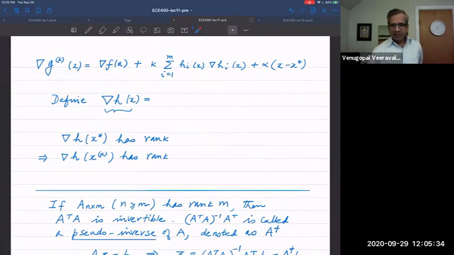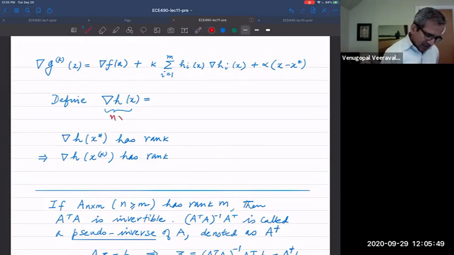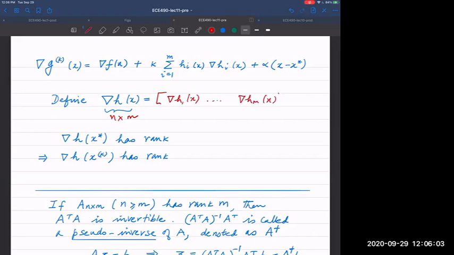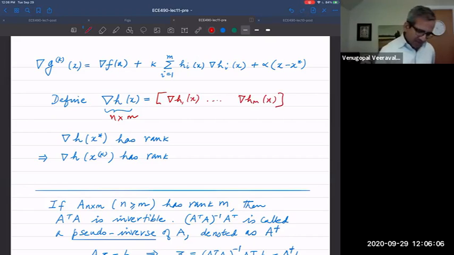For k sufficiently large, of course. But before we get to that, let's define a matrix. We mentioned this matrix before: take all the gradients of all the h's and put them into a matrix. It will be an n by m matrix, with all the gradients put together. What's the rank of this matrix? M. Yes, this has rank m because the columns are linearly independent. And m is strictly less than n in this proof.